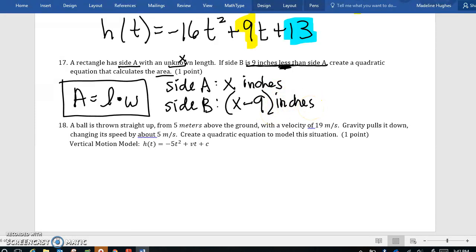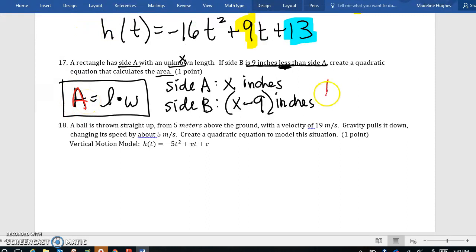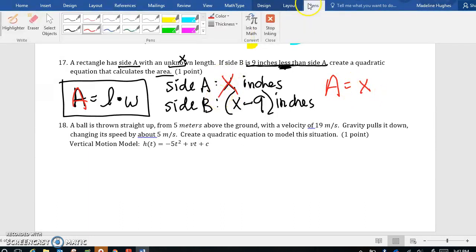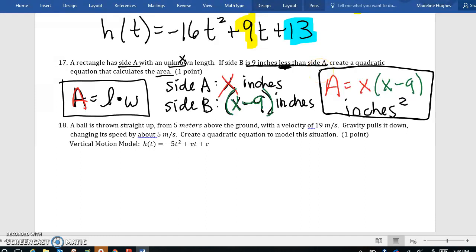And it's in inches. So then our area, like we said over here, our area is equal to the length times the width. So our length is just x from here, and our width is this x minus 9. So we're going to multiply that by x minus 9. And area is always in inches squared. So area equals x, parenthesis, x minus 9 inches squared.